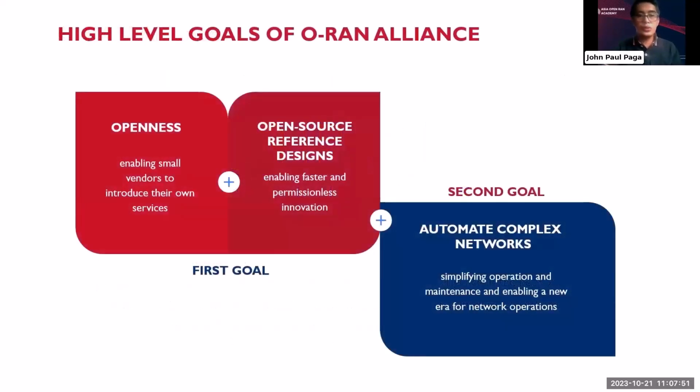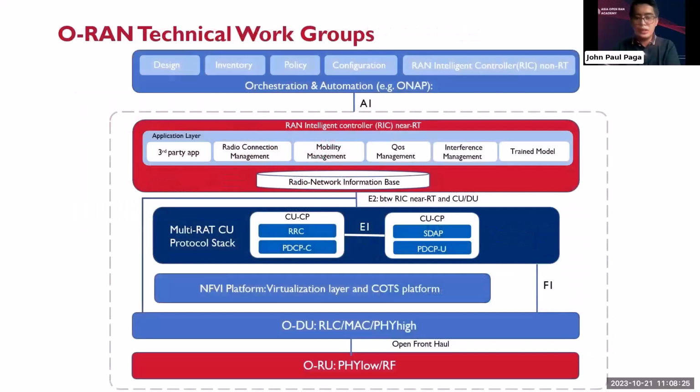The high-level goals of ORAN: firstly, openness, because they are stepping away from vendor proprietary solutions, and since they are looking for openness, they are looking for open source reference designs. The second goal of the alliance is to have automation in the network. Sorry, I'll be rushing this part now.